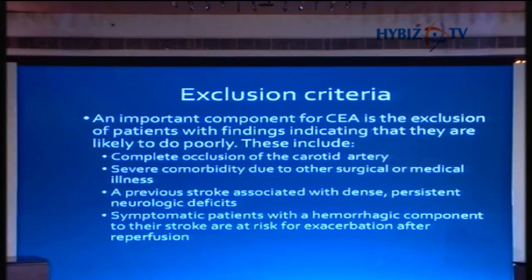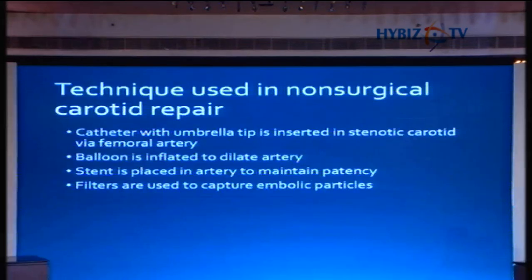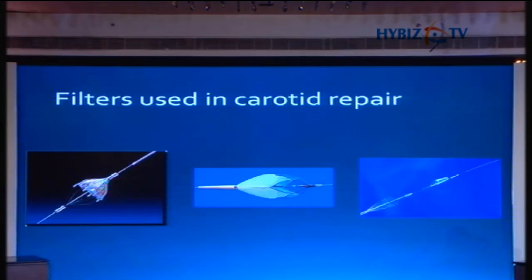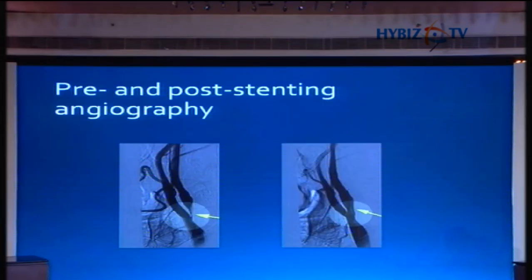Exclusion criteria for surgery are complete occlusion of the artery, severe comorbidities, previous stroke with dense neurological deficits, and symptomatic patients with hemorrhagic complications. Coming to carotid stenting, which is done through a transfemoral catheter route with inflation of the balloon, predilatation, and a stent implantation. You have to necessarily use filters to capture the embolic particles. There are various types of stents, the uniform or the tapered stents, and various kinds of filter devices to stop the distal embolization.